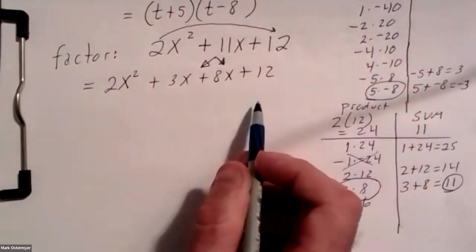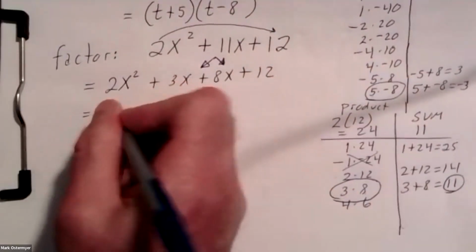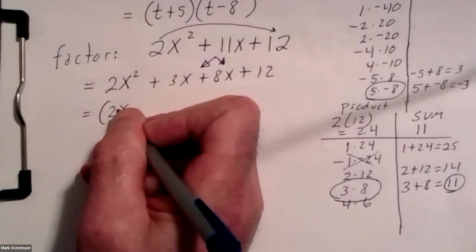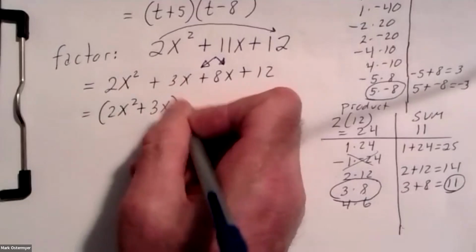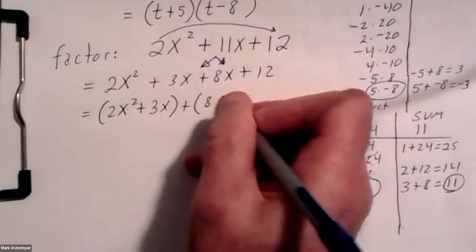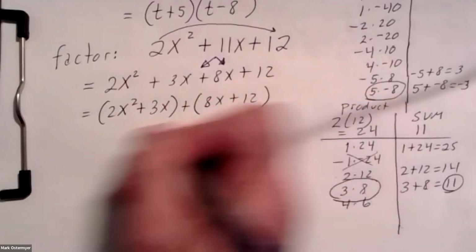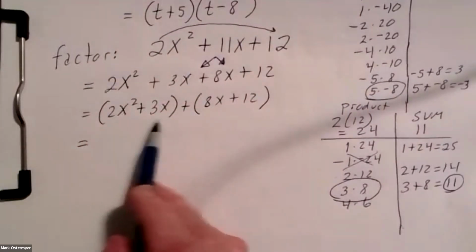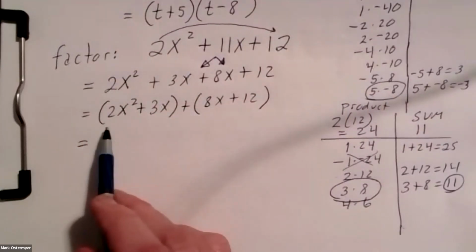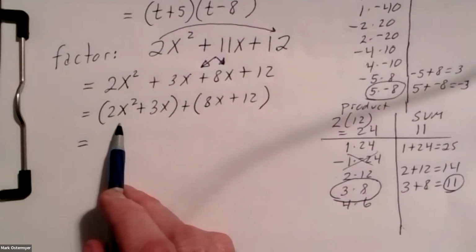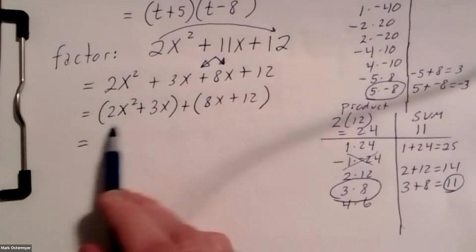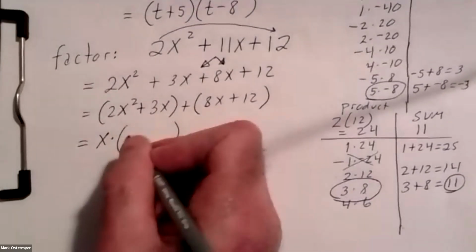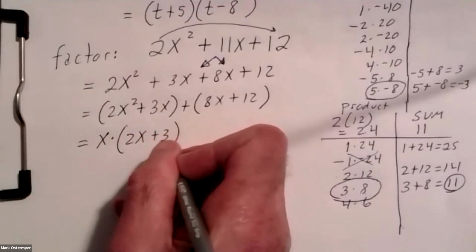Now we have a 4-term polynomial, and so we're going to factor it by grouping. So we group together our first two terms, and we group together our last two terms. Out of the first two terms, what can I factor out? I can factor out 6x. And when I factor x out, I leave behind 2x plus 3.